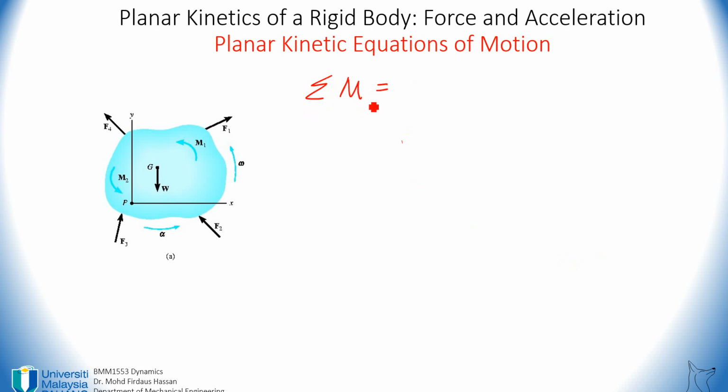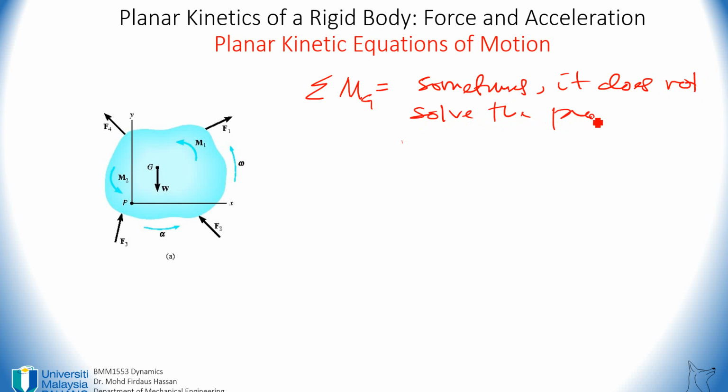if you refer to point G, sometimes it doesn't solve the problem, because there are a few unknowns that cannot be solved. So instead of summation of moment at point G, you can choose any point.